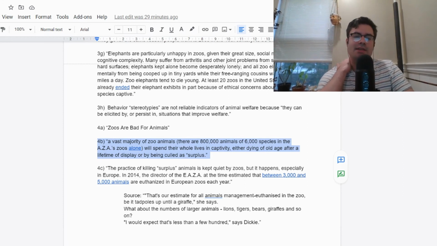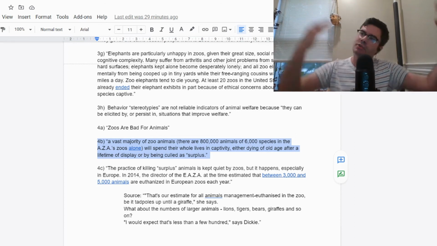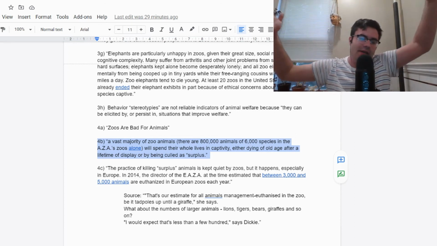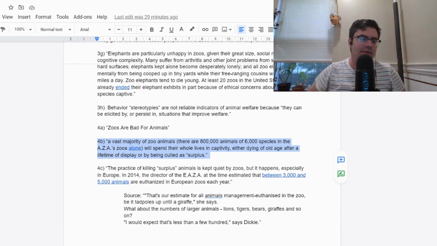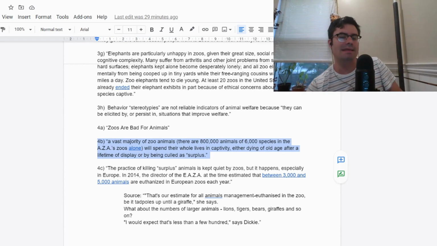Right? I can use different language to describe that. Sure, we can think about it as captivity, but what does that really mean here when we're debating about a zoo? It's loading the argument against what I want to claim, which is that zoos are good. And she says, either dying of old age, isn't that a good death for an animal? After a lifetime of display, she's trying to insinuate something that's not a good life, but she doesn't really support that claim.